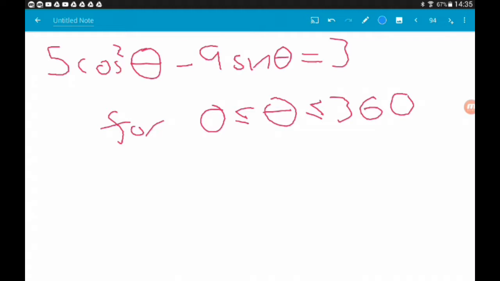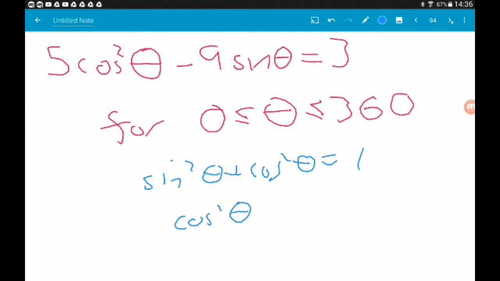So we are going to change cos squared theta. To do that, we're going to need the identity sine squared theta plus cos squared theta is equal to 1. So to get cos squared on its own, take away sine squared. So cos squared theta is 1 minus sine squared theta. So we're going to substitute that into the equation.